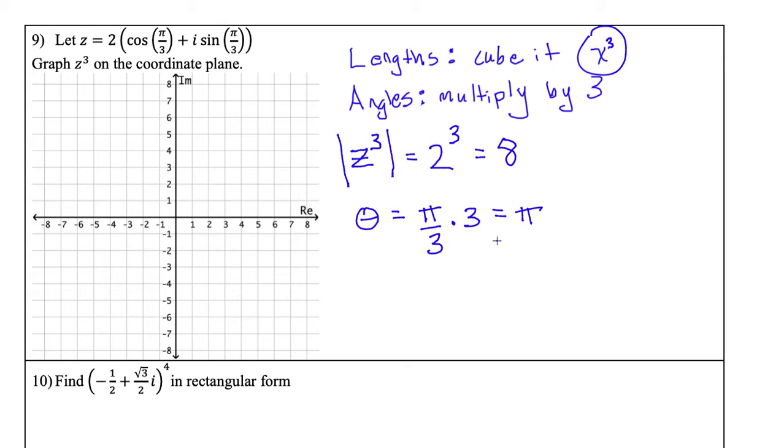Point to pi. Where's pi? Down, right there, to the left. So graph it. I'm going to the left, and I'm going how far? 8. There it is.